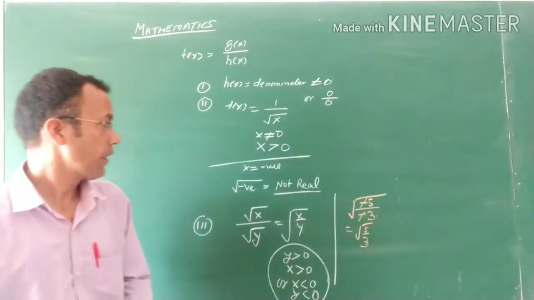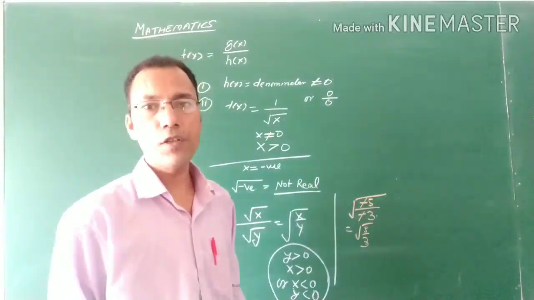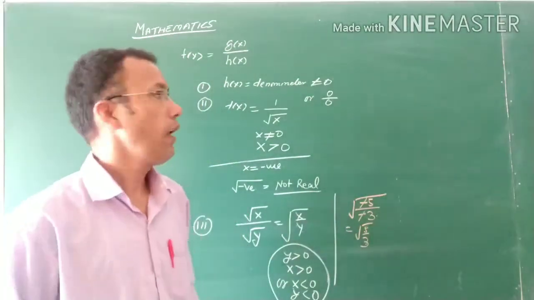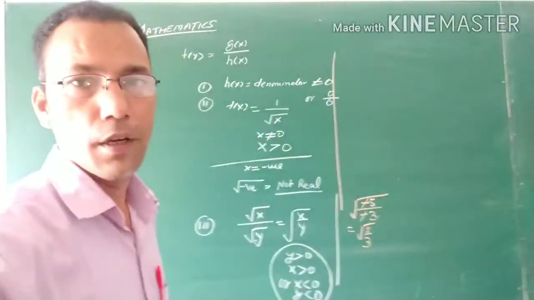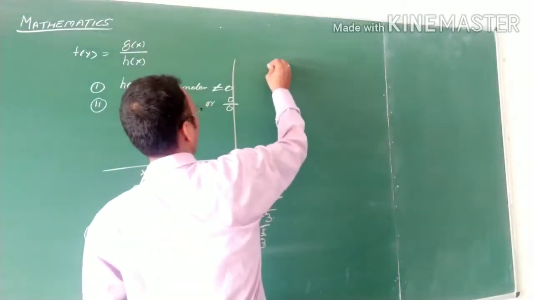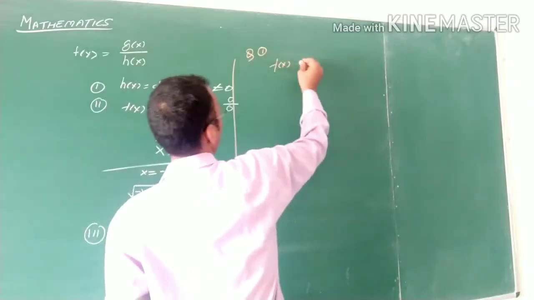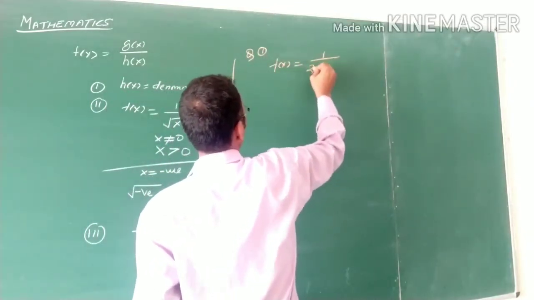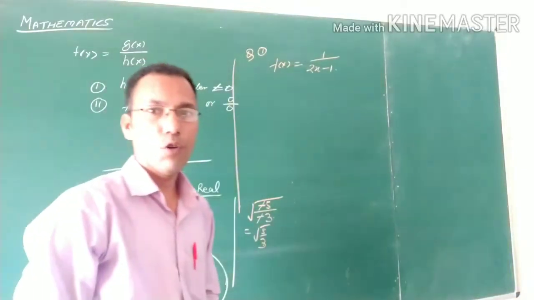For domain, any value of x which we can put in a function is called the domain. Now let us do some questions so that you will understand that. We have done a question in the last session. That is question number 1: f(x) is equal to 1 upon 2x minus 1. Find the domain and range of the function.